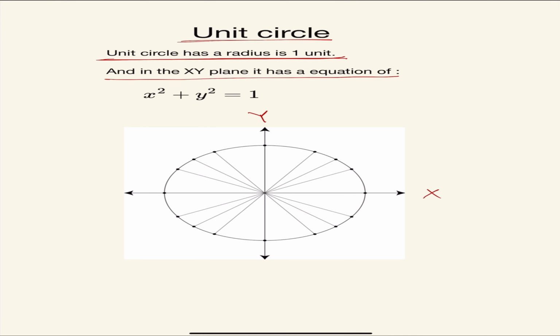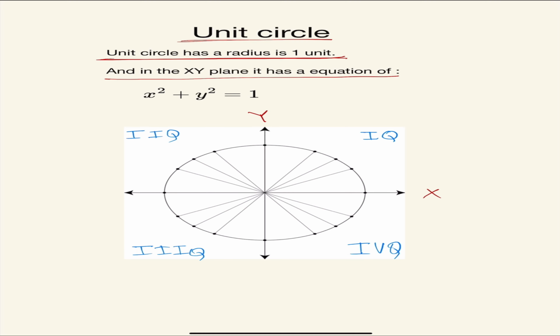Now in the xy plane, this is called the first quadrant. Let me just erase this right down here. So this is called the first quadrant. This is called the second quadrant. This is called the third quadrant. This is called the fourth quadrant. So you see the first, second, third quadrant, right?